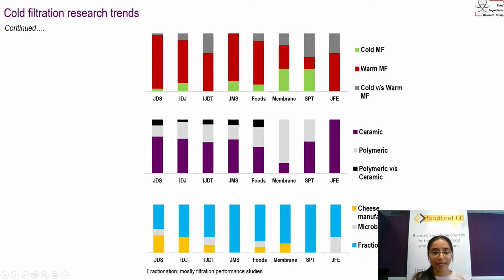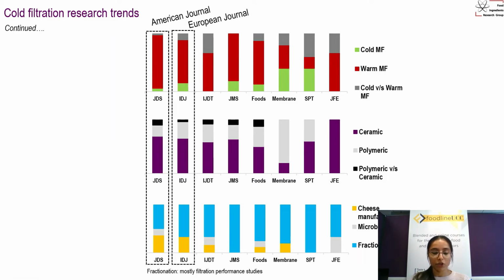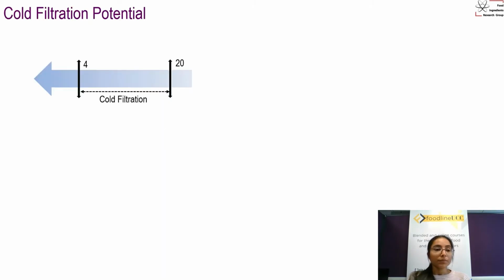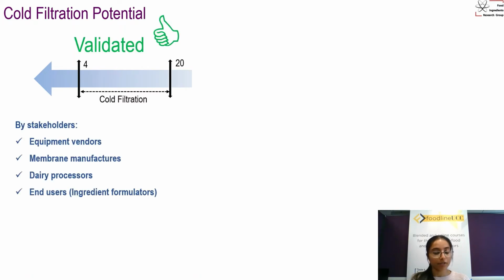So we can see here that the cheese manufacture studies were dominant in Journal of Dairy Science and International Dairy Journal, suggesting the trend towards application of membrane filtration technology for cheese making, largely in the United States and Europe. The popularity and trends towards cold filtration were also validated by many stakeholders, including equipment vendors, membrane manufacturers, dairy processors, and end users such as ingredient formulators.